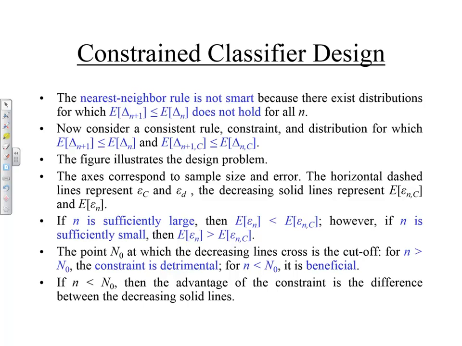Because there exist distributions for which the expected value of delta n plus 1 being less than or equal to the expected value of delta n does not hold for all n. So the nearest neighbor rule is not smart because there will be feature level distributions for which this doesn't hold. Now consider a consistent rule, constraint and distribution, for which this relationship holds. Both the design without the constraint, that is the approximation of the Bayes classifier, has this property, and even the constraint classifier also has this property. That means as n, the sample size, increases, the error goes down both with and without the constraint.